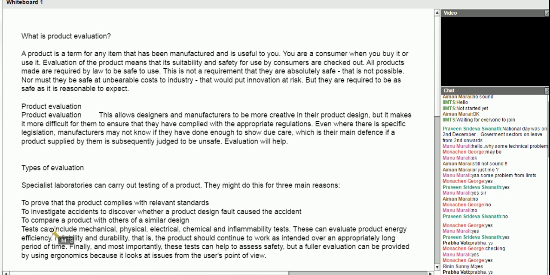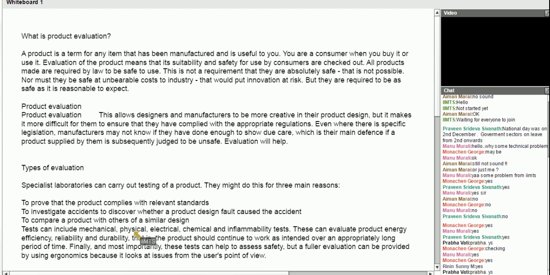Tests can also include mechanical, physical, electrical, chemical, and inflammability tests. So they also test the product on these parameters, like its physical condition, whether the product made is of good material or not.